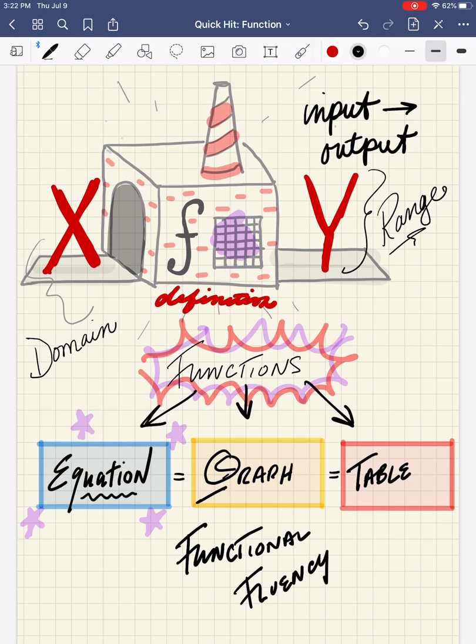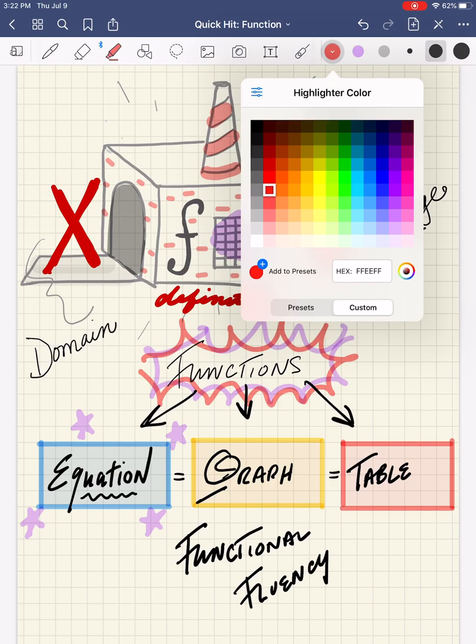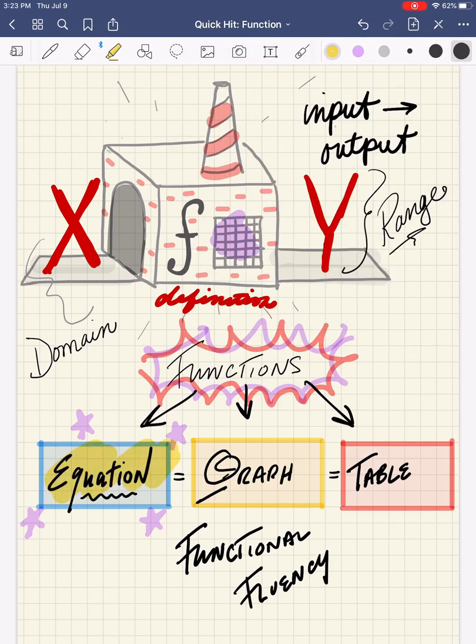Like linguistic fluency, where I can move from English into, say, Portuguese without any loss of meaning, the SAT and ACT expect me to move from an equation to a graph, or if they give me a graph, they expect me to take that graph and be able to generate a table, or to figure out the equation. That's functional fluency. Taking any one of those three forms and being able to move backwards and forwards to understand it as an equation, as a table, or as a graph.